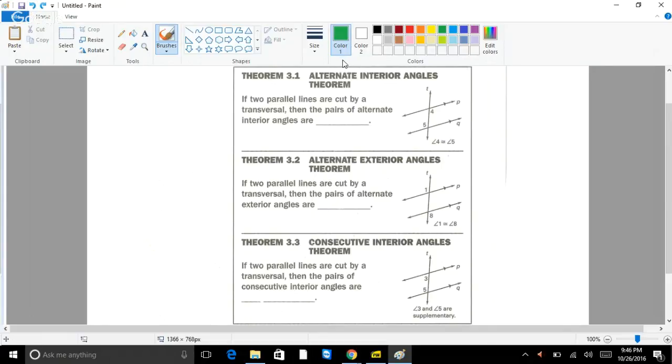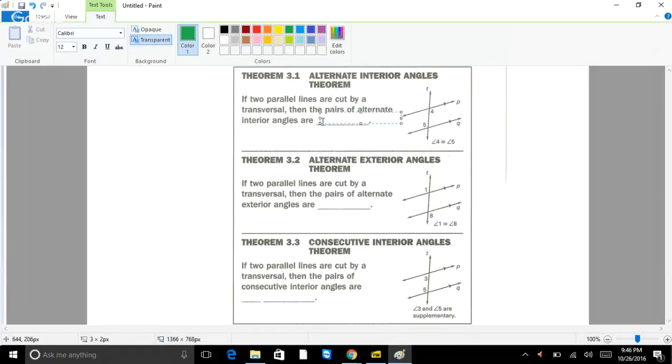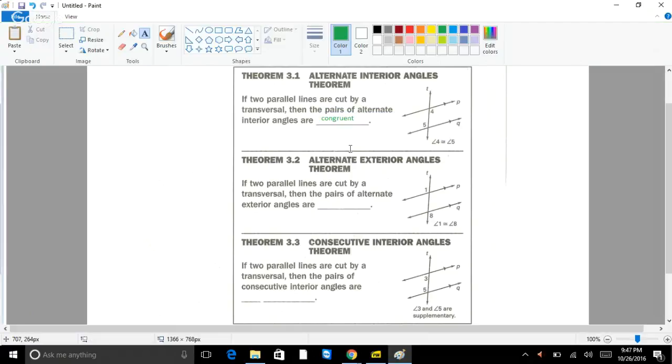The second type of angle relationship we talked about was alternate interior angles. We kind of broke that down, right? Alternate means opposite and interior means inside. So 4 and 5 here are alternate interior angles. If 2 parallel lines are cut by a transversal, then we have alternate angles, and those alternate angles are congruent. So that's the first one that you want to put into your cheat sheet notes. You also may want to draw a little picture of what that looks like, because I think it's helpful to see versus the words. Okay, so that's theorem 3.1.